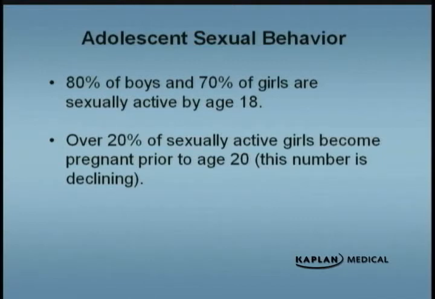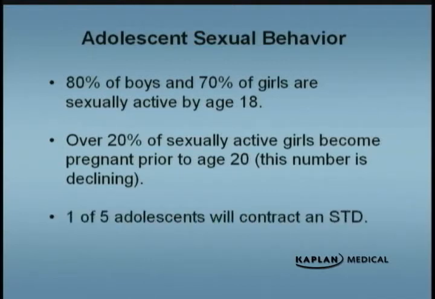Over 20% of sexually active girls become pregnant prior to age 20. This number is, of course, declining, and thankfully so. But the other key fact, 1 in every 5 adolescents will have an STD, a sexually transmitted disease. There are frankly more STDs in adolescents than any other age group. Why? Well, it's not simply a lack of contraception, it's that they have more sex. Adolescents are among the most sexually active of all the age groups in the United States, and so, not surprisingly, they have the highest rate of sexually transmitted disease.